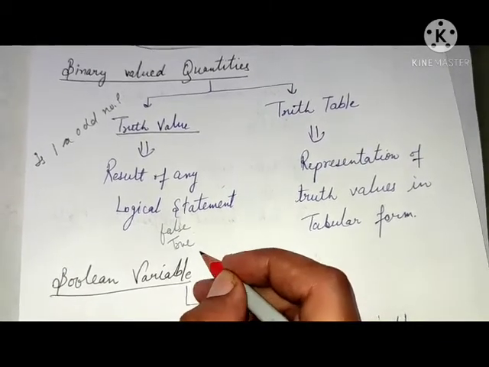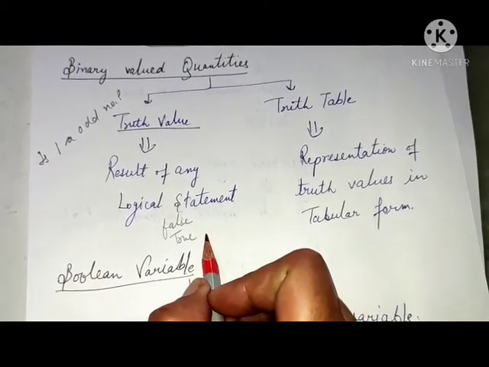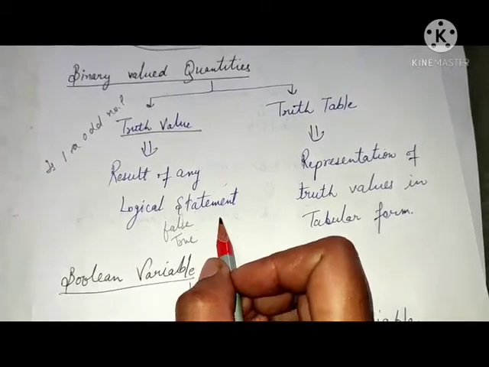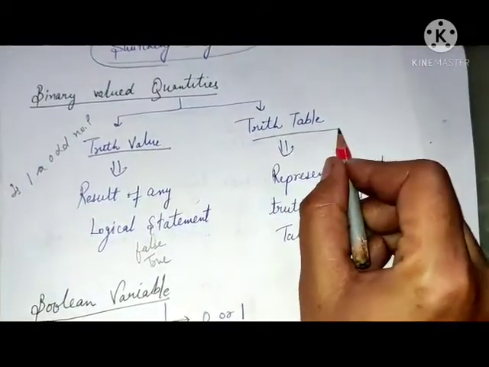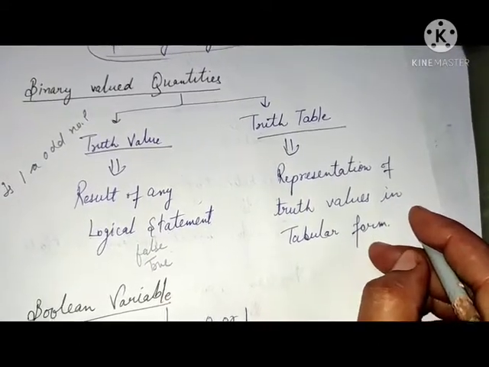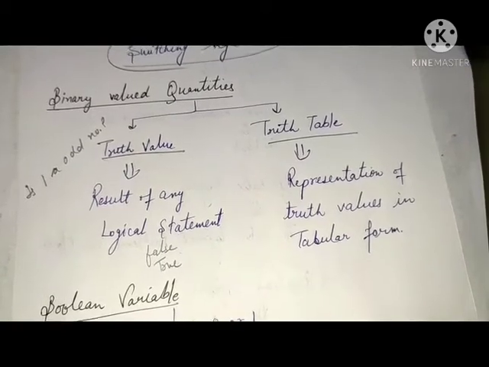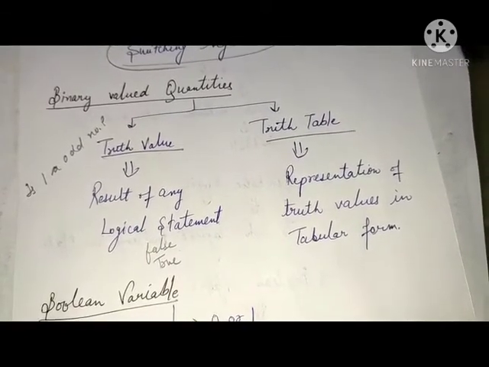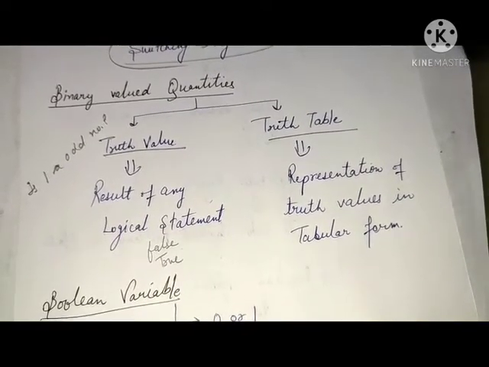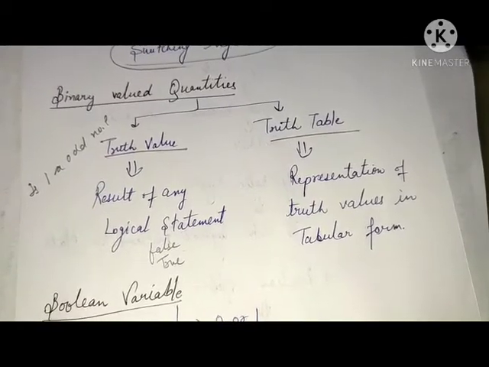It is not that only a true value is called truth value. If a logical statement is giving a false value, then it is also called the truth value of that statement. Second is truth table. The representation of truth values in a tabular form is called a truth table. A truth table is a tabular structure which shows the input values and output through any logical process. Or we can say that a truth table shows the output depending upon the input values.